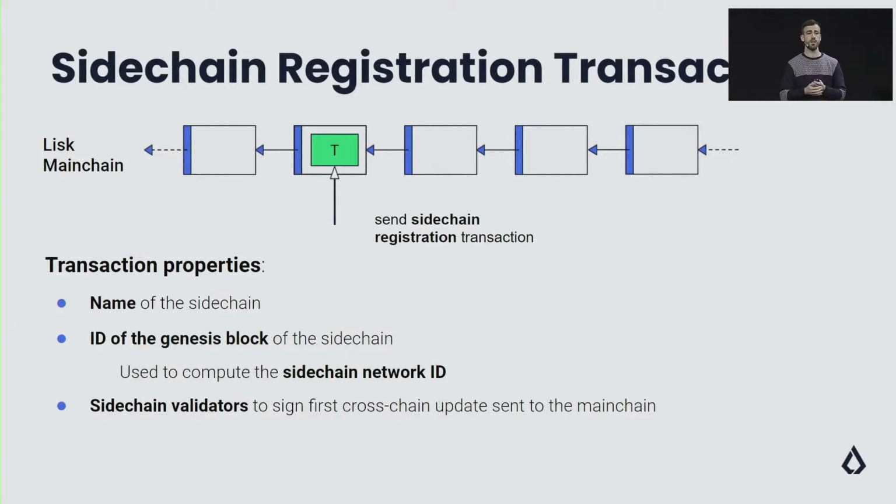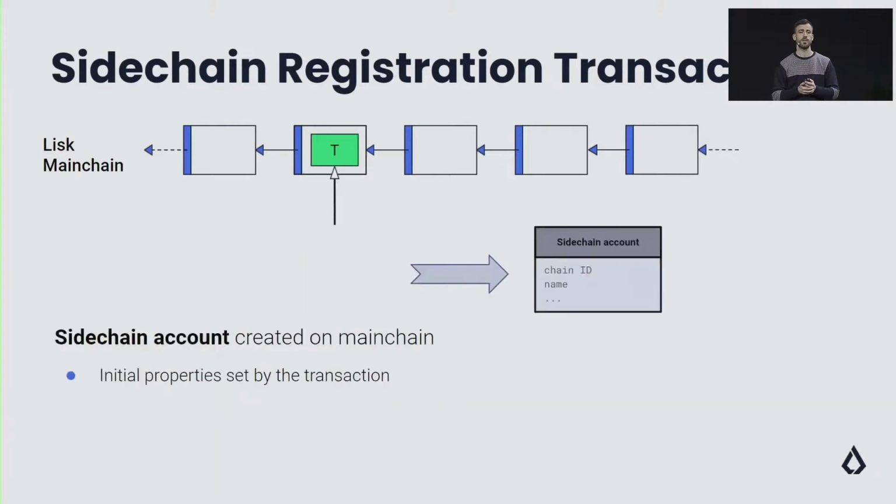3 properties we can see here. The name of the sidechain, that has to be unique in the ecosystem. The ID of this genesis block that I just talked about. We will use this information to compute the sidechain network ID, which is necessary to avoid replay attacks in the ecosystem. And then the sidechain validators, those validators that are in charge of signing the first cross-chain update from the sidechain to the main chain. This cross-chain update that Jan just mentioned before. So we have to set this information in the sidechain registration transaction.